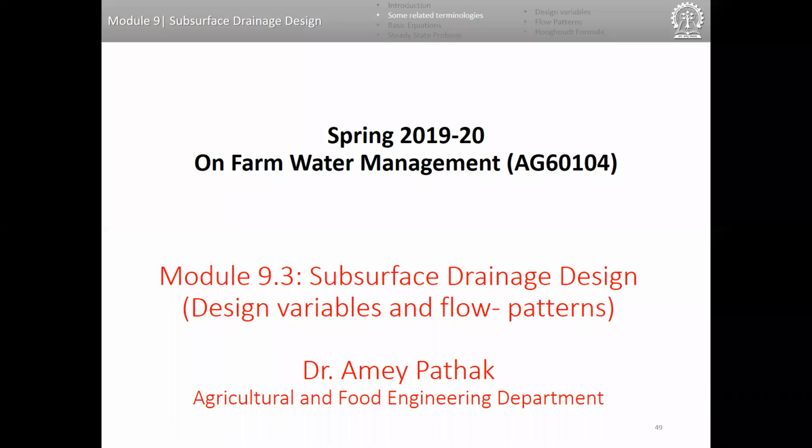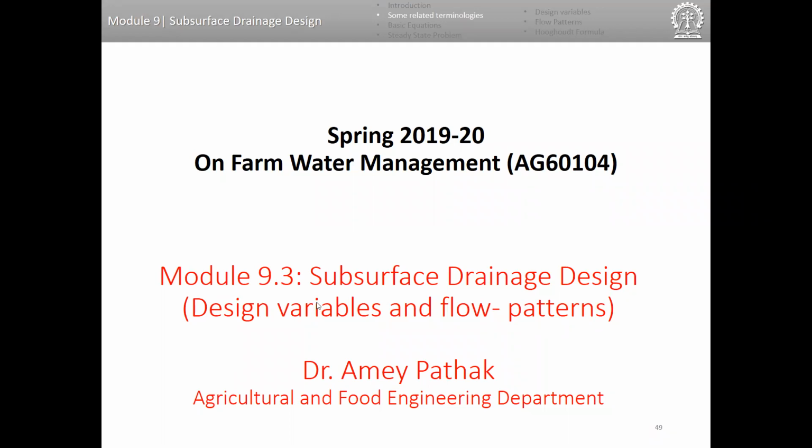So in the last two classes of this module, subsurface drainage design, we were discussing the various aspects related with the subsurface drainage system. We have introduced the concept and then we have seen the different criteria and the principle involved in the design. In today's class, we will be talking about the important design variables that we need to consider, and the flow parameters and associated head loss.